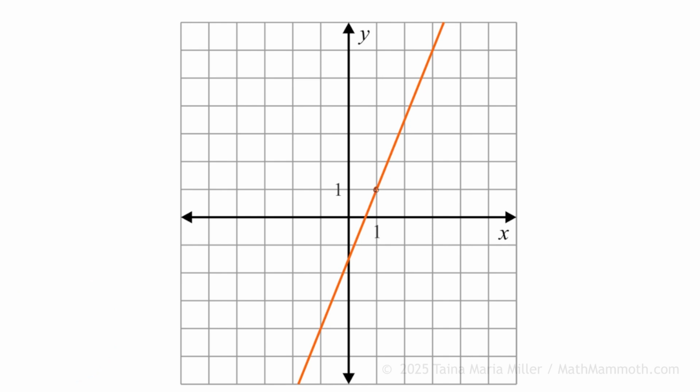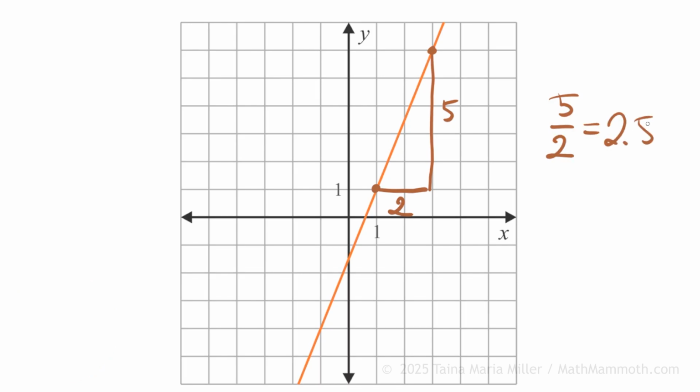And here's a point I can use. And over here, the rise is 5, run is 2, 5 over 2, or 2.5.